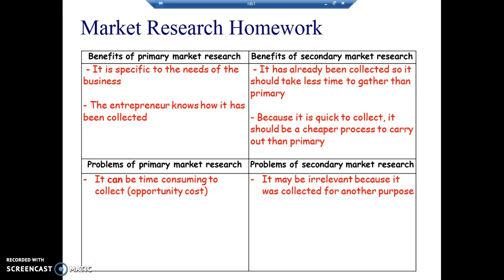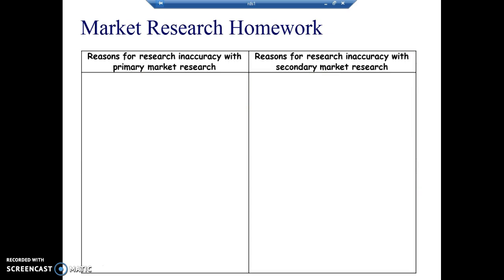Problems with secondary market research, it may be irrelevant because it was collected for another purpose, so it's not specific to the data that you're trying to find out about. So going back to the example of the person setting up a shop and they're thinking, I want to find out how much people are willing to pay for a cup of coffee. With secondary market research, you might find out how much people are willing to pay for a cup of coffee on average in the whole of the UK, but it might not be specific to your local area where they might be willing to pay a little bit more or a little bit less.